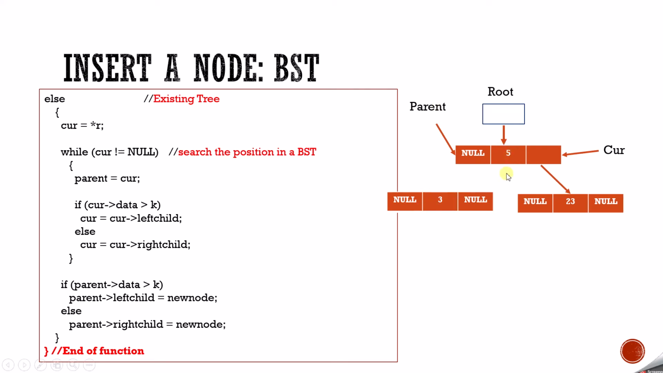K is this 3. So the parent arrow left child, this one, is going to be assigned the address of the new node, so it starts pointing to it. This way the same process will continue for any newly arriving node. If it is less than 5, it will go to the left hand side.